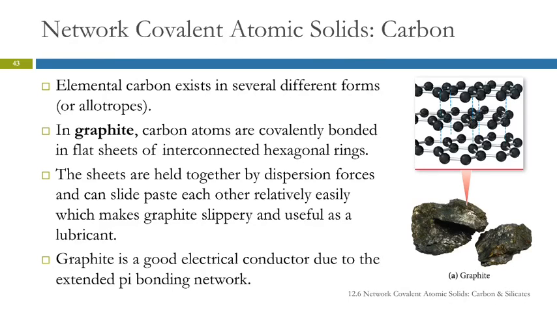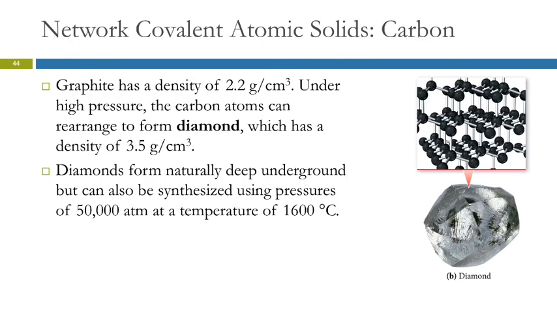Graphite is also a good electrical conductor. And what happens here is we have extended pi bonding networks. And so we're talking molecular orbitals here. And so we have these orbitals that are shared over the entire sheet. And so electrons can move in the direction of the plane of this sheet. They're not going to move in this direction, though. Graphite has a density of about 2.2 grams per cubic centimeter.